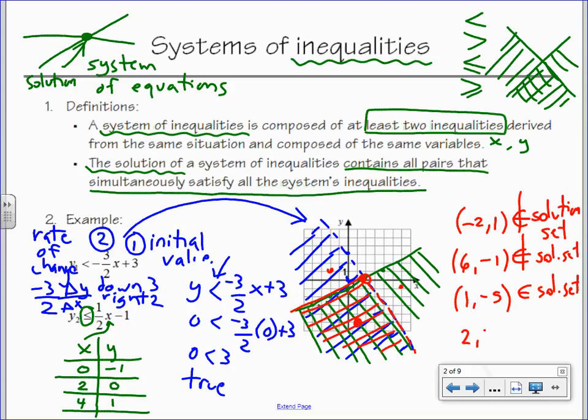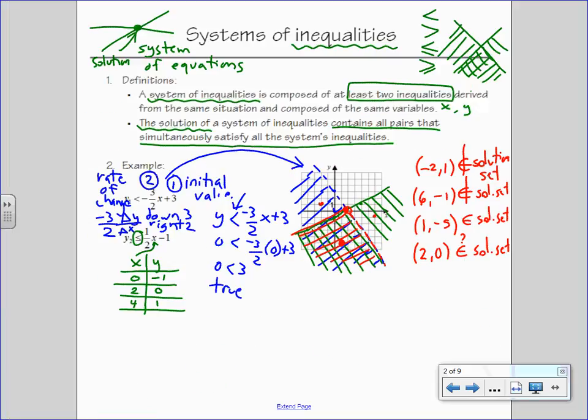2, 0. Does it belong to the solution set? Here, does it belong? 2, 0. Well, if you want, we can look at the first one. I'm looking, my first inequality is this: minus 3 over 2x plus 3. Let's plug it in to check. This is my x, this is my y.